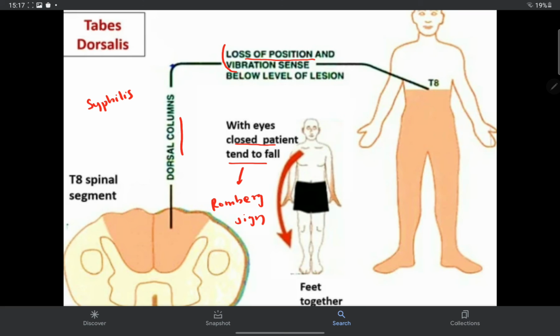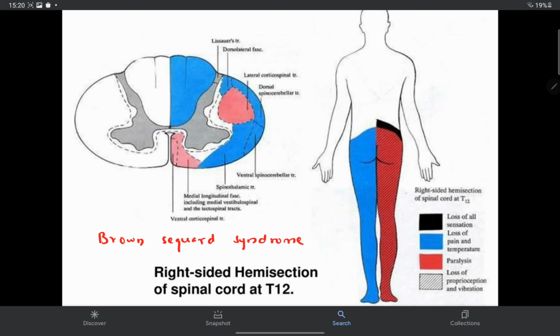So this Romberg sign is seen in Tabes Dorsalis. The next applied topic is the Brown-Sequard syndrome. Here there is hemisection of the spinal cord. Here you can see that the T12 segment is affected. Say this is his right side and this is his left side.